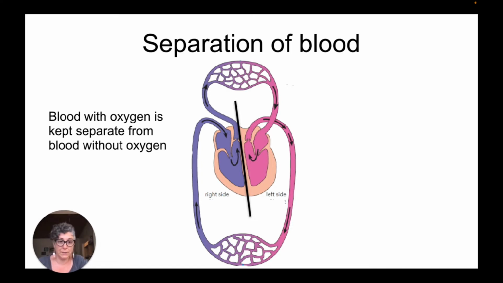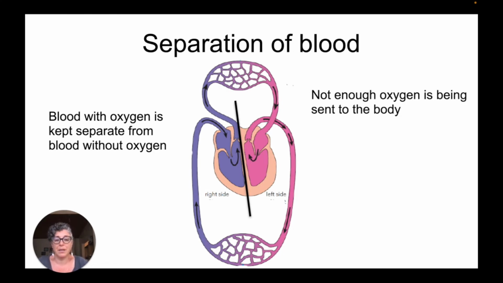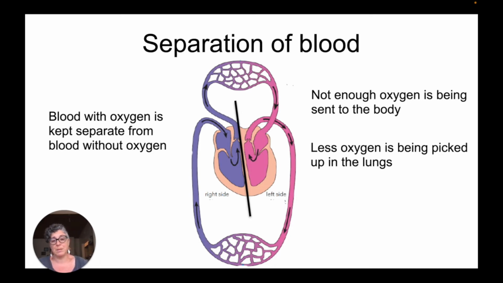Now, why would we want to have this wall between the two sides of the heart? Well, if that wall was not there, not enough oxygen would be sent to the body, because then the blood would be mixing, and some of the blood with oxygen would not be sent to the body, would be sent to the lungs. And as a result of that, less oxygen would be picked up in the lungs, because some of the red blood cells already would have oxygen molecules attached. So this is going to create a situation that could become an anemic situation for an individual, where they would not be able to do respiration efficiently enough.